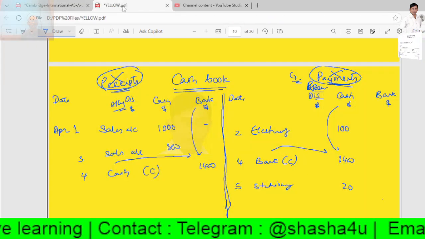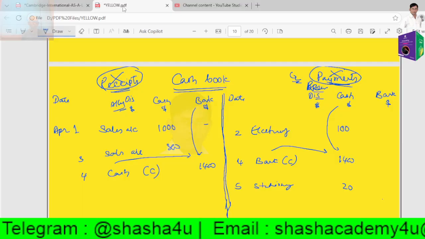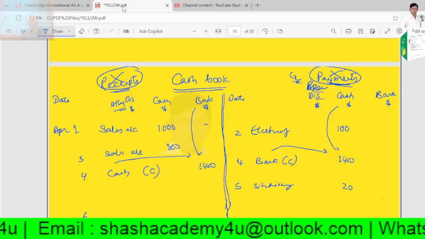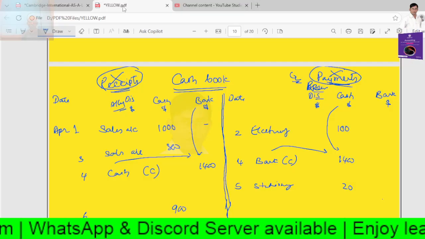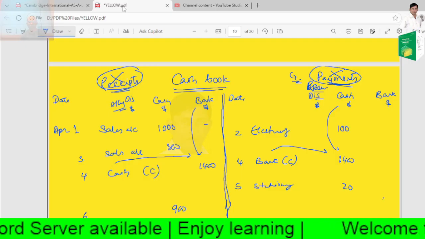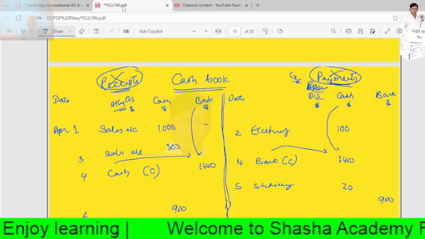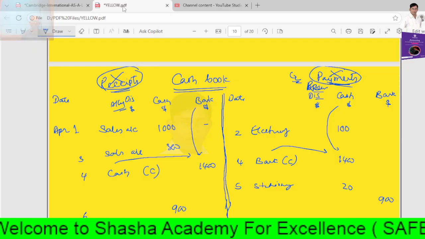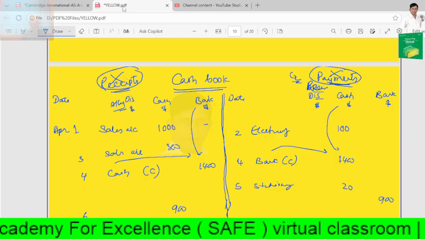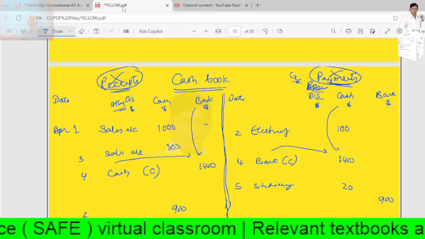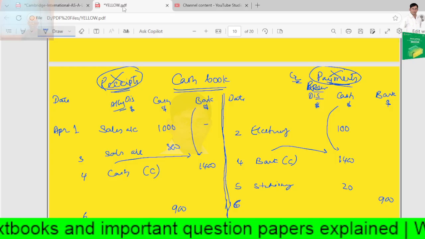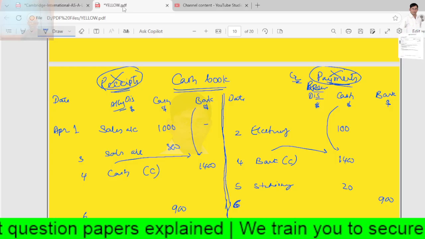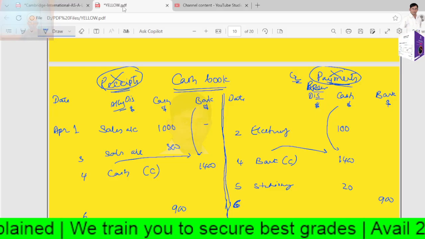The 6th. On the 6th, money is coming in cash and going out from the bank. First you write in the bank column, then in the cash column, or first in the cash column and then in the bank column. The date is very important. Against this, money has gone out from the bank.